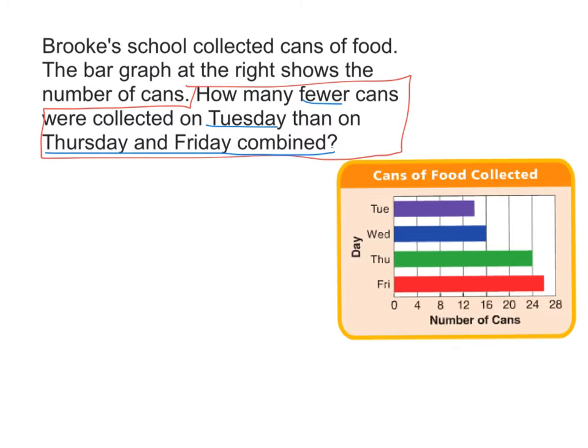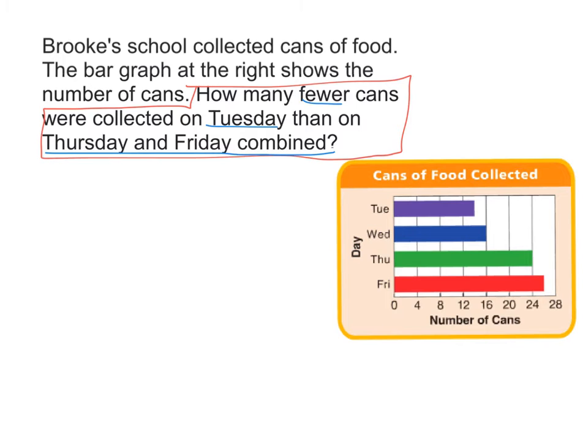So in this word problem, we need to compare the cans collected on Tuesday and on Thursday and Friday combined. Now there's that word combined. We know already when we are combining something, it is addition. We need to put something together. So what are we putting together? Well, it says Thursday and Friday combined. So first, let's look at our data in this bar graph.